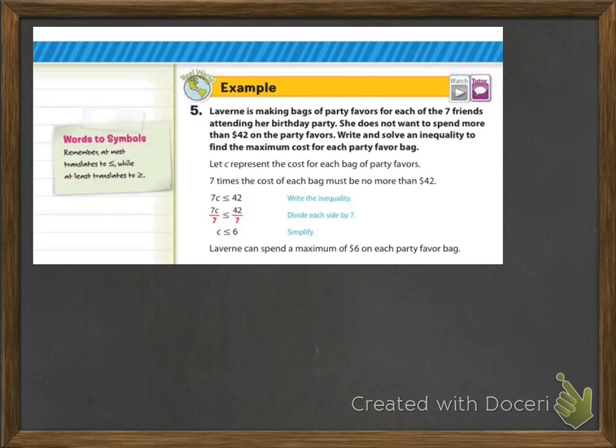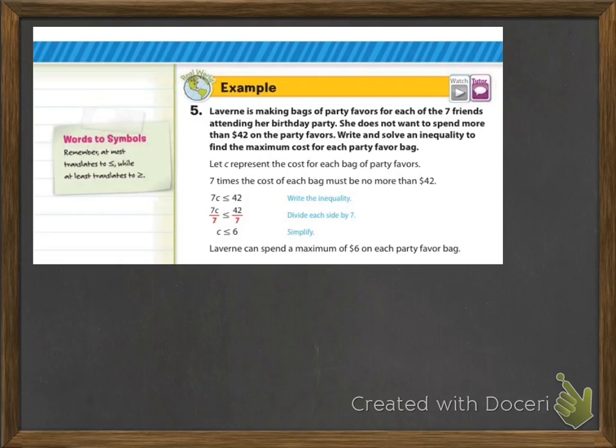Now on to our last example. This is our word problem. It says, Laverne is making bags of party favors for each of the 7 friends attending her birthday party. She does not want to spend more than $42 on the party favors. Write and solve an inequality to find the maximum cost for each party favor bag.